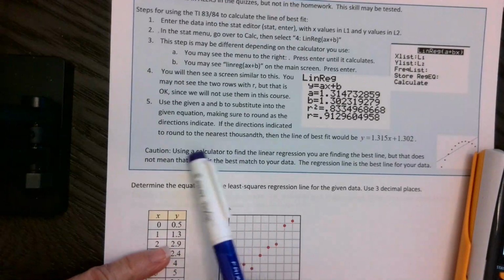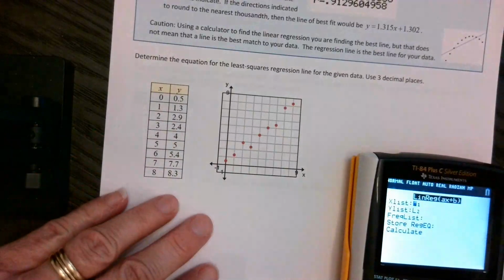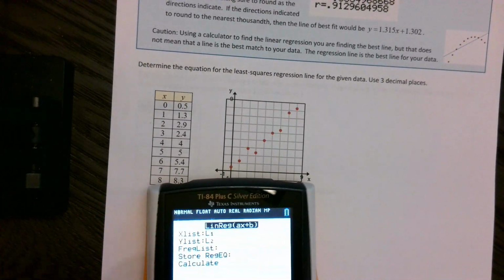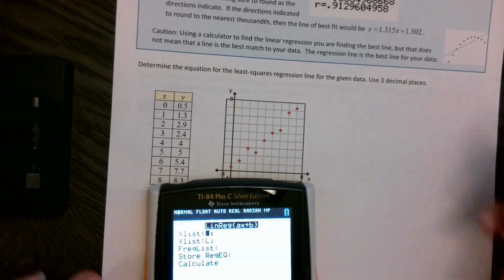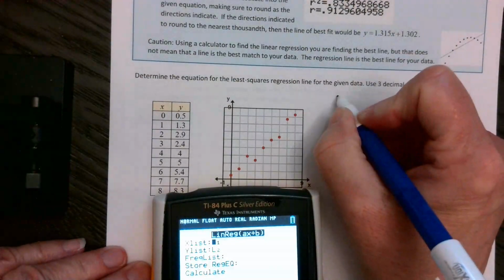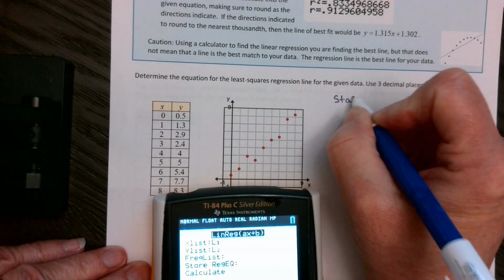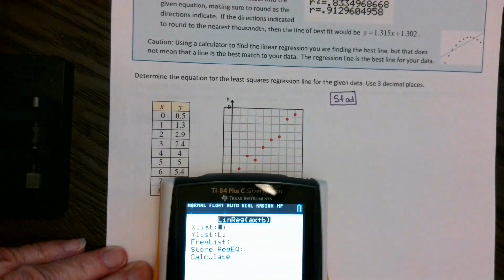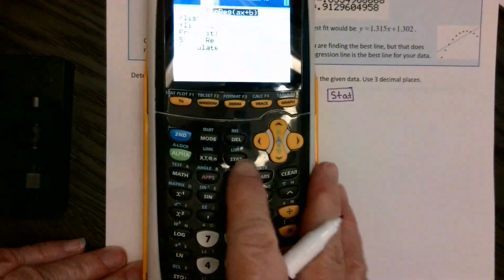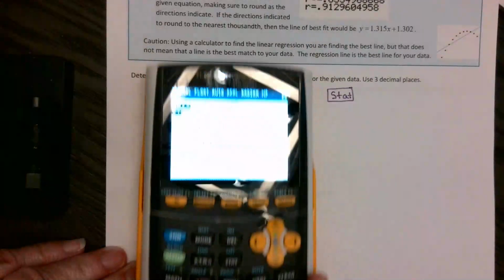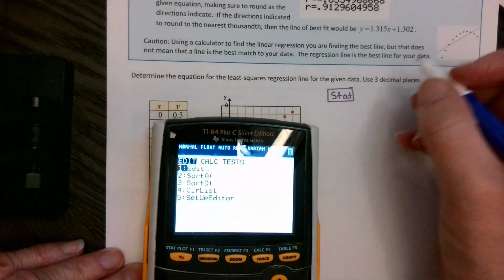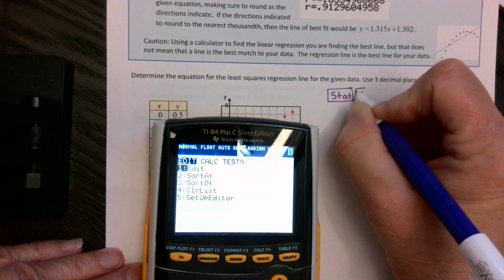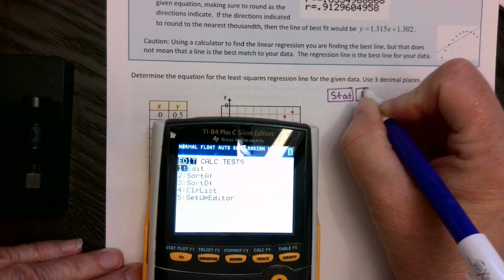Now let's look at this first example. When I learned my calculator, I like to take my own notes. So the first thing we're going to do is hit our stat button. Stat is right here. When you hit it, this comes up. I'm just going to hit 1. If you wanted to hit enter, that's fine, because we need edit.